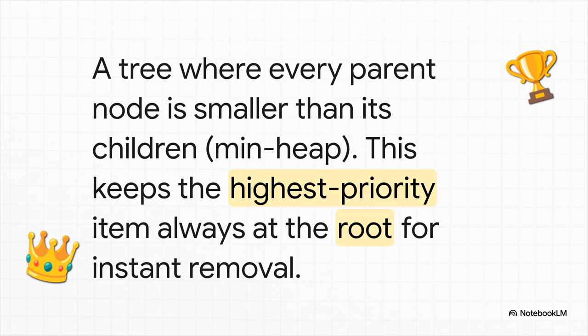But what if the line isn't just first come, first served? What if some people are more important? For that, we use a priority queue, which is often built using another structure called a heap. A heap is a special kind of tree with one rule. The highest priority item is always kept at the very top, at the root. That means it's always ready for instant removal, no matter how many other items are in there.